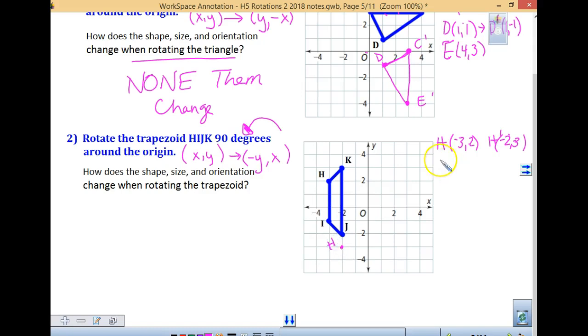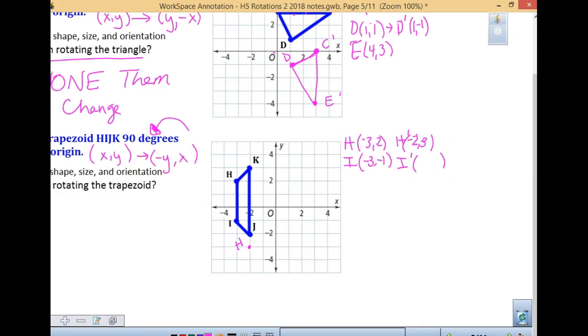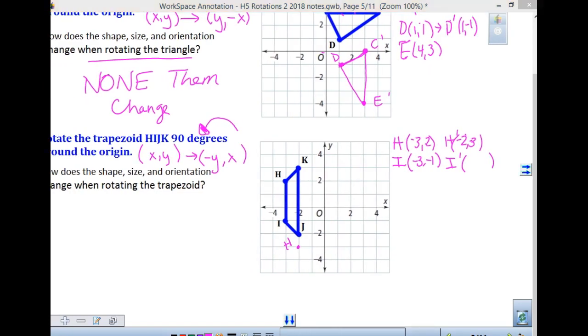I want to look at point I. I originally was at -3, -1. So if I am now looking at I prime, where is that one going to be located, Maddie? It's going to be the opposite of our Y, so it's going to be 1, and it's going to be -3. 1, -3. Which makes sense if we think about this, right? Here was HI, now it's over here, H to I.